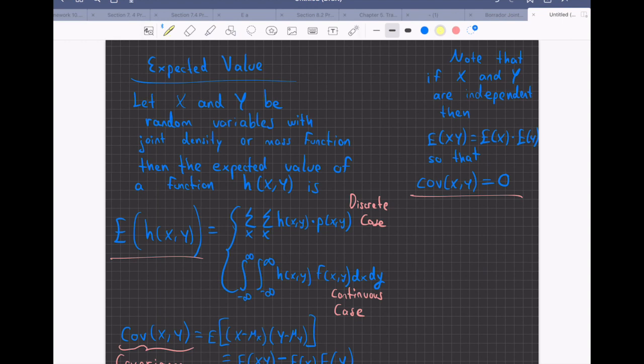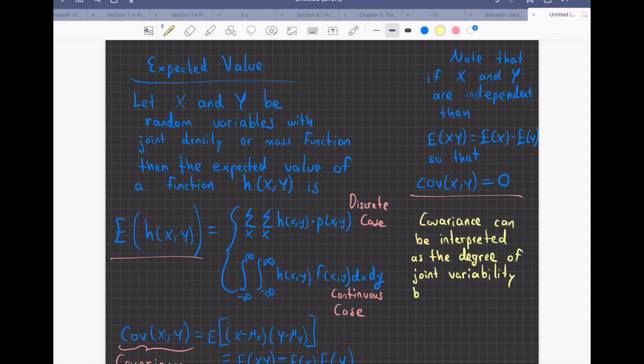What is the covariance for? Covariance, this is more for statistics, but covariance can be interpreted as the degree of joint variability between the values of the variables, the random variables, x and y.